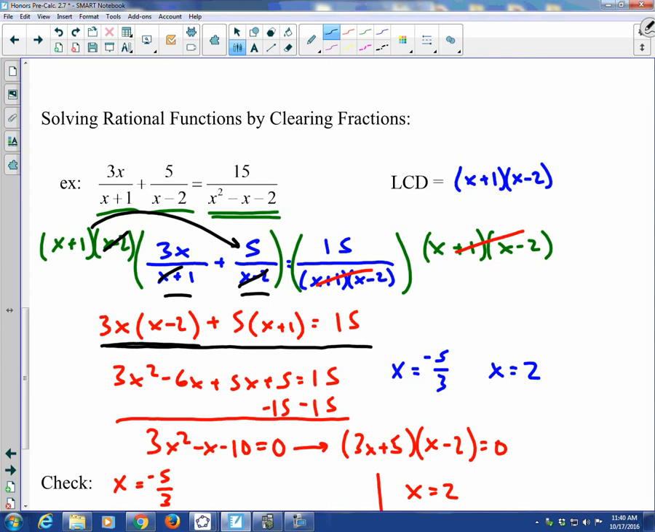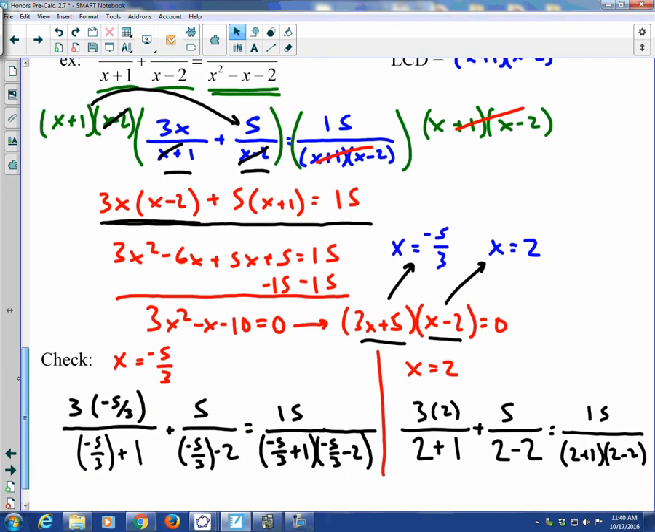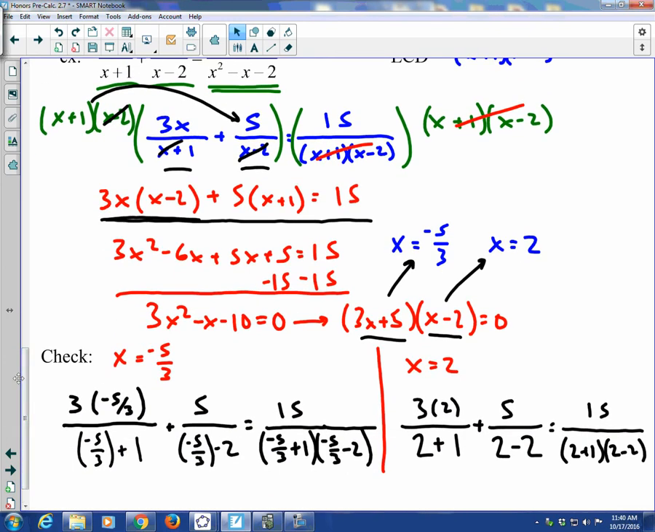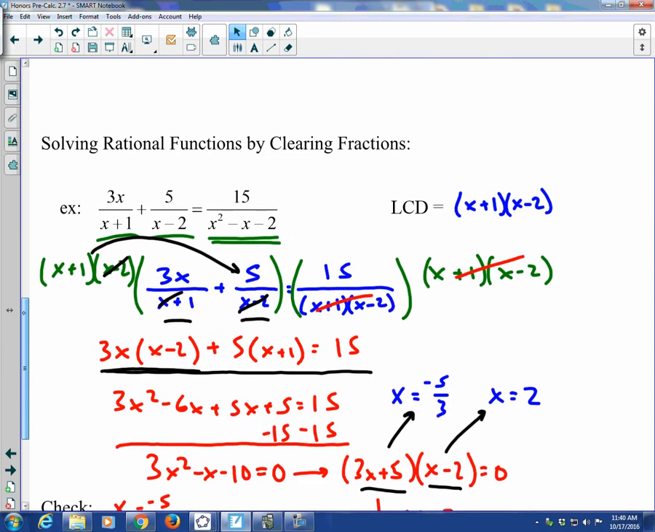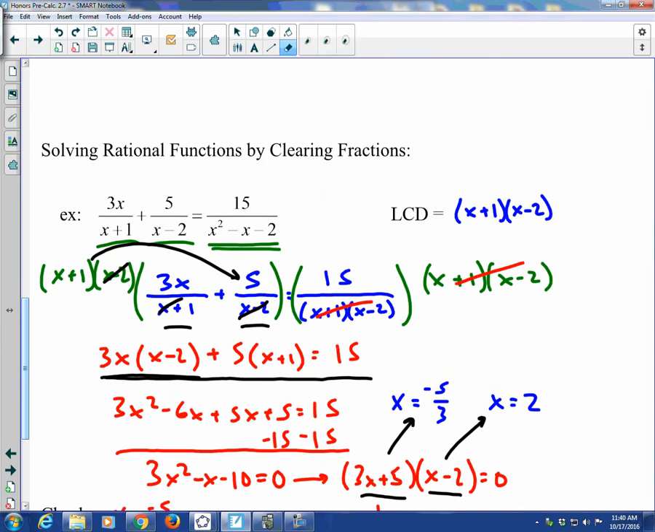We can bring that 15 over to the other side of the equation and combine our like terms, and we're going to get 3x squared minus x minus 10 equals 0, which will factor out to 3x plus 5 times x minus 2, giving us the two solutions, x equals negative 5/3 and x equals 2. So what we want to do now is check these solutions to see if they will work. And what we're going to do is plug them back into our original equation.